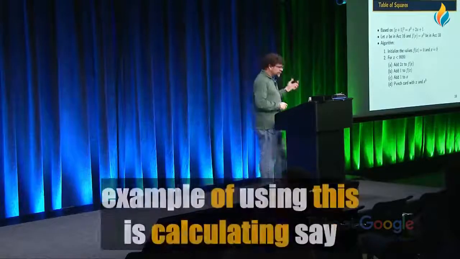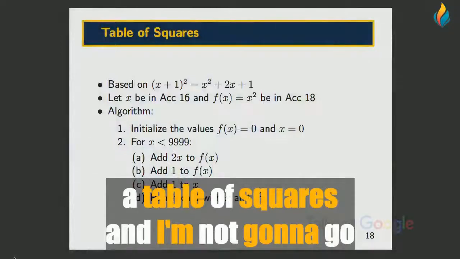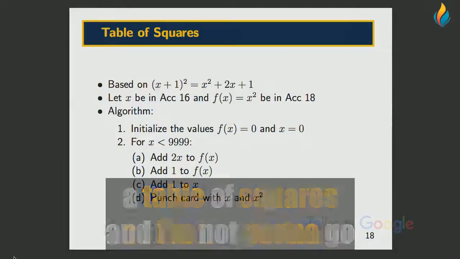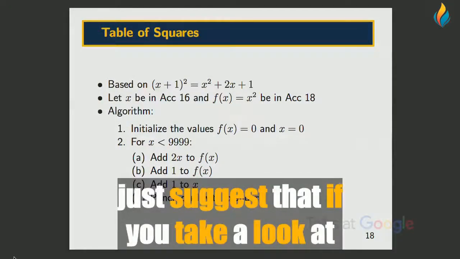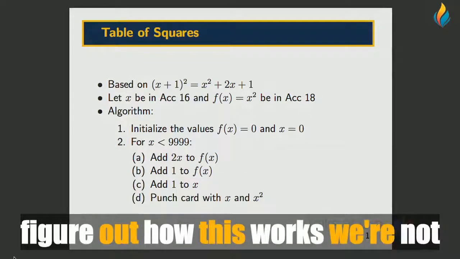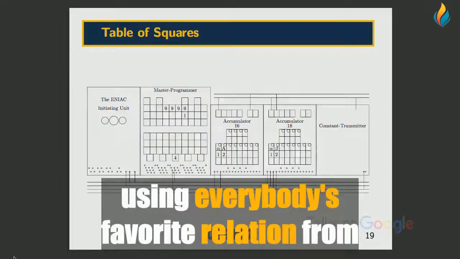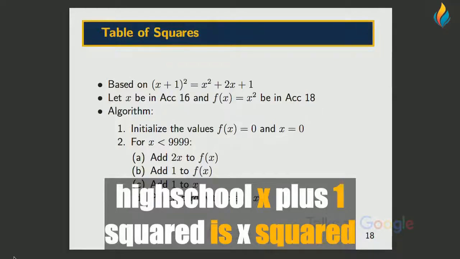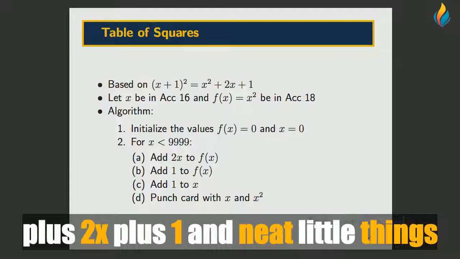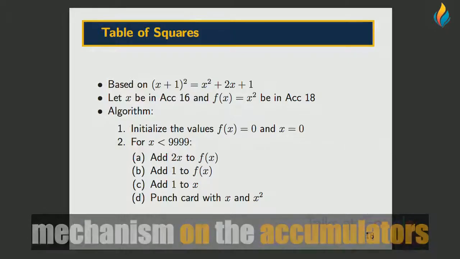So one example of using this is calculating, say, a table of squares. And I'm not going to go through a lot of the detail of this. I'll just suggest that if you take a look at the slides later and you want to kind of figure out how this works, we're not actually squaring anything. We're just using everybody's favorite relation from high school. X plus 1 squared is x squared plus 2x plus 1. And neat little things like 2x, well, we just use the repeat mechanism on the accumulators to do that.